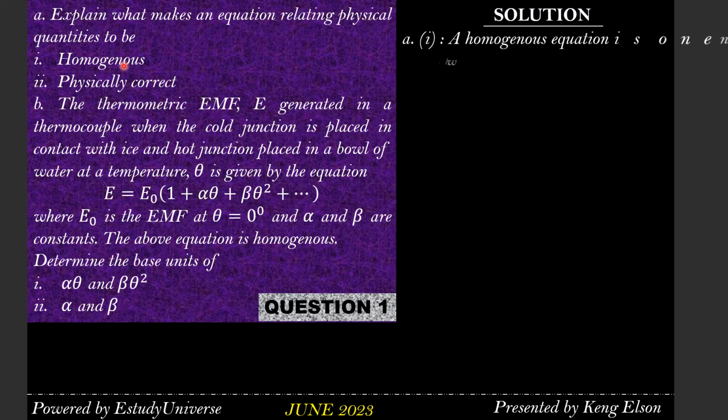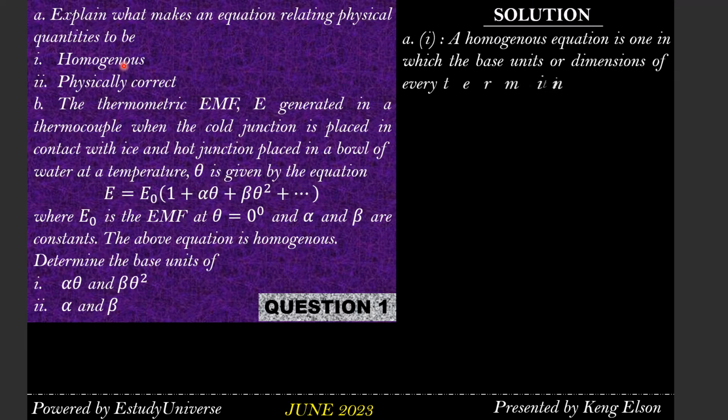Basically, a homogeneous equation is which type of equation? It is basically one in which the dimensions or the base unit of every term is the same. Or you can say the base units of the additive terms in all the sides are the same. So if the base units of every term in an equation or the dimensions of every term are all the same, then that equation is said to be homogeneous. So that's the answer to Roman 1.